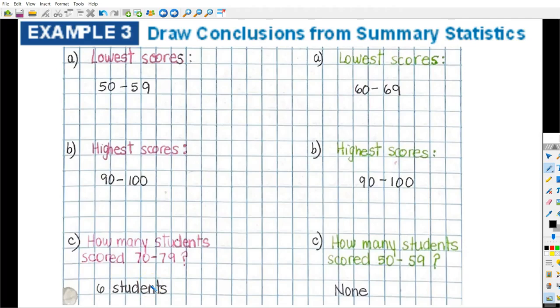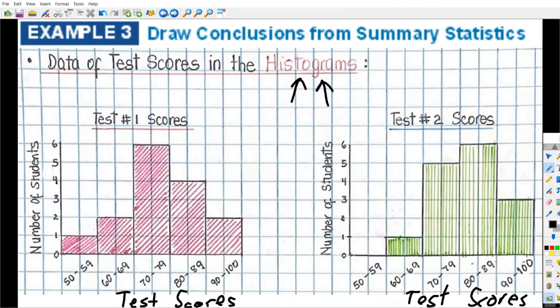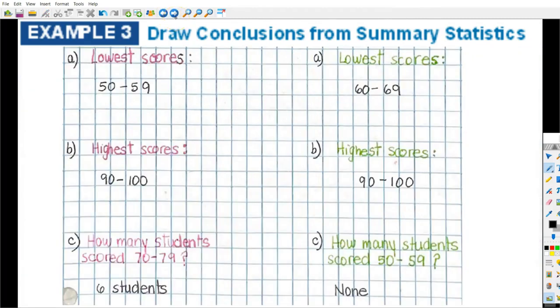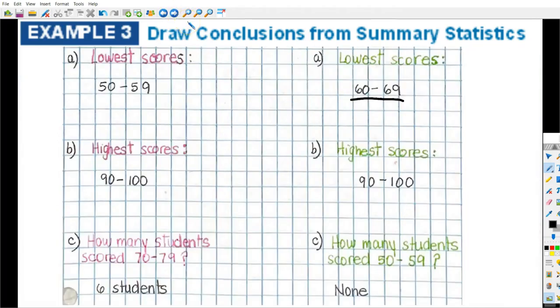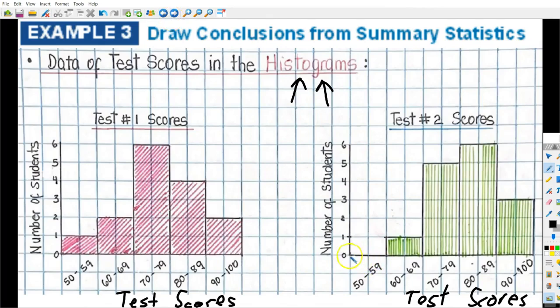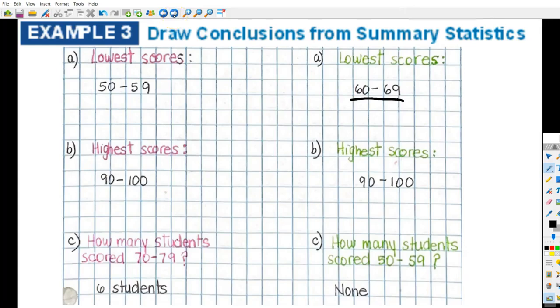Now, the lowest scores for test number 2. Well, nobody scored in 50 through 59, so one person scored 60 through 69. Therefore, that is our answer. Letter B, highest scores. The highest score possible is 90 through 100, and people scored in it. So the highest scores for test number 2 would be 90 through 100. Now, question C. How many students scored 50 through 59? None. Nobody scored 50 through 59 on test number 2. The grades got better. Yippee! Okay, so that is how we read a histogram.